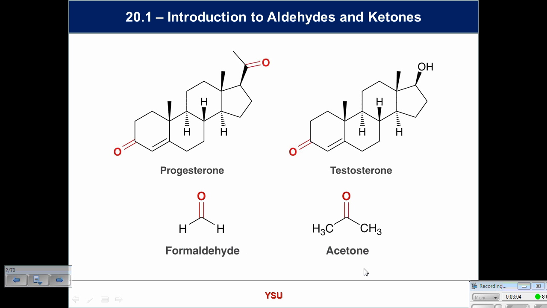Reducing that down to the most simple type of aldehydes and ketones, on the left we have formaldehyde. Where do we see that? Where's that used?